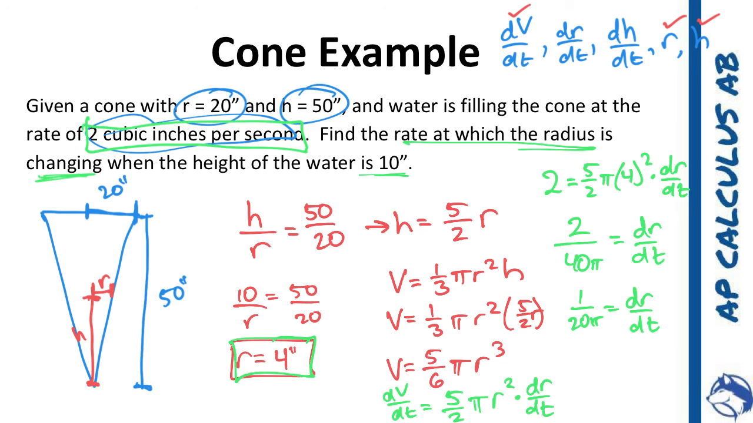Last piece of this is you can't forget that this is a rate. So I need some units. So this would be inches, so it'd be 1 over 20 pi inches per second. All right? And that is the rate at which my radius is changing when the height is 10 inches.